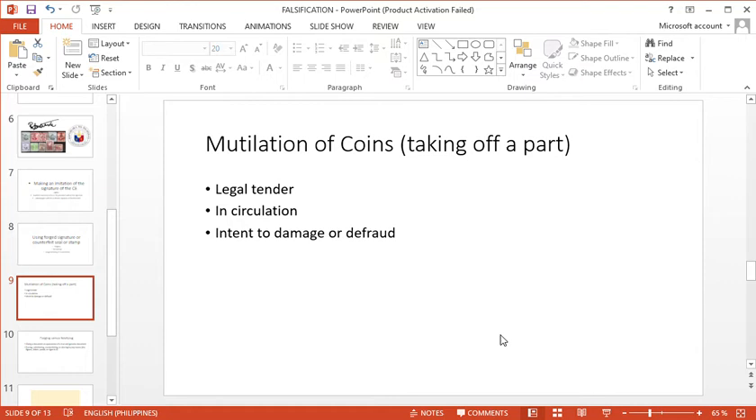Next one, ginasgas mo, and then naalis yung isang inscription on the coin. That's mutilation of coins. Kasi pinapababa mo yung kalidad ng coin. Pinapababa mo the value. You are devaluating the coin itself. When the coin is being devaluated, it could be stopped in circulation.